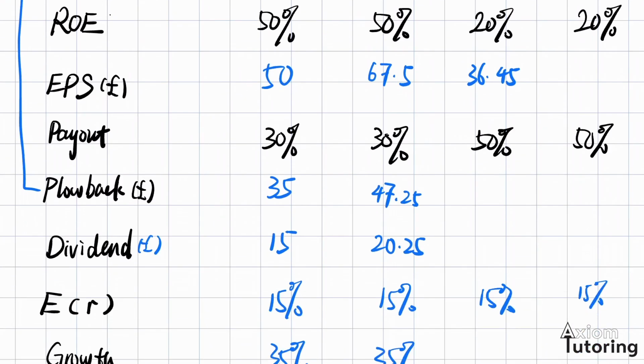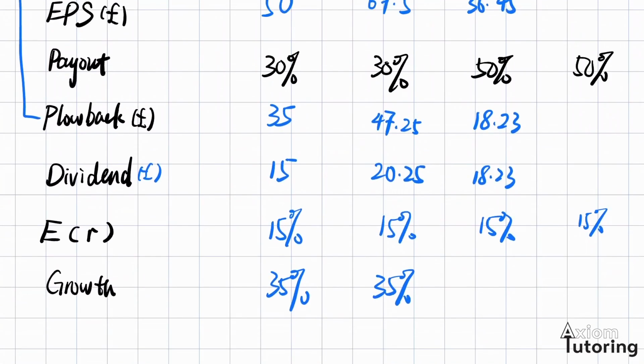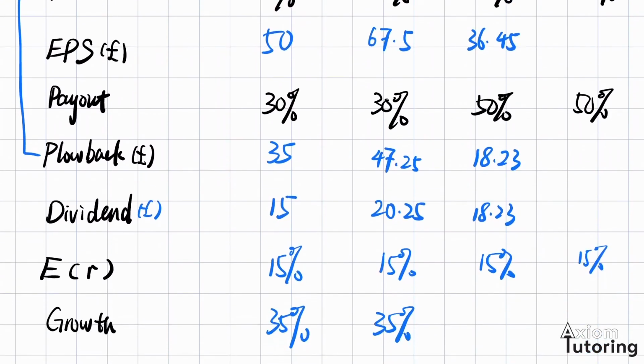Okay, so we'll just keep 2 decimal points. So that's going to be 18.23 as well. Okay, so there will be minor rounding errors. So it's going to be fine, right? Okay, so the growth here is no longer 35%. So the growth starting from this year is going to be the ROE times the new plowback ratio, which is 50%, and the new ROE as well. So it's going to be 10% starting from this year, right?